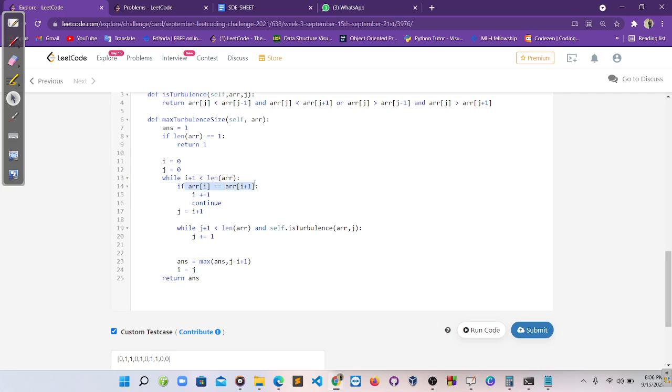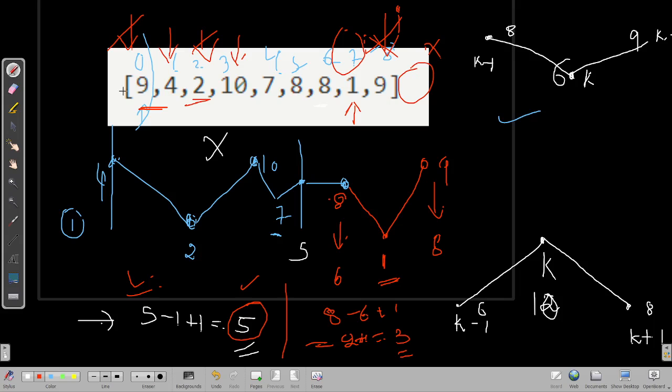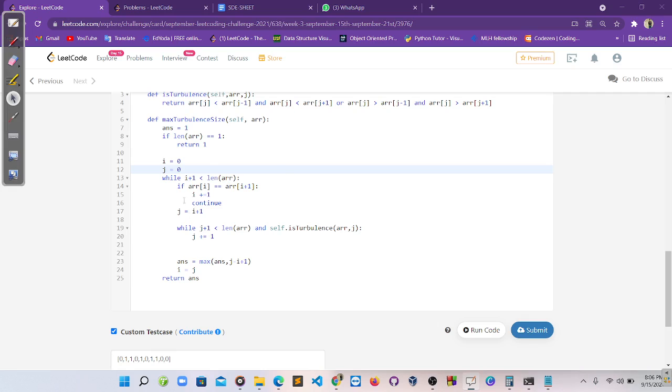And if they are equal, we simply have to increment our start. Let's suppose in the first condition I is 0 and j is 0, and as I said, if I is at the 0th index, then j is at the 0 plus 1 index. So similar work here. I is at 0 and j is at 1, and the j plus 1 should also be less than the array length.